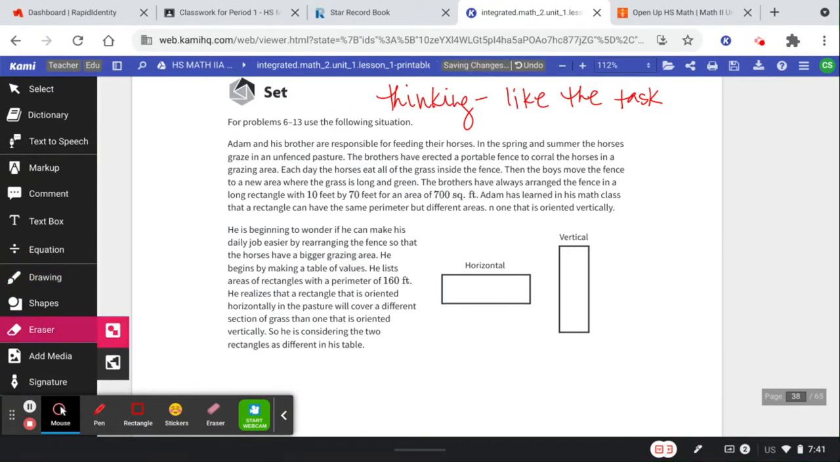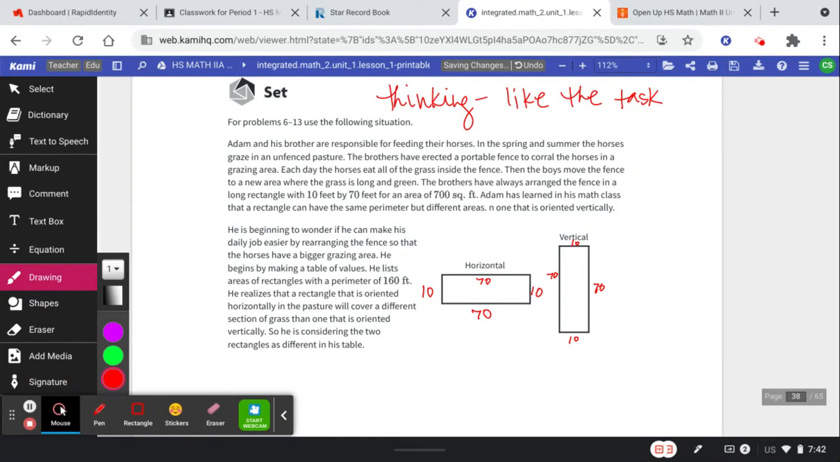So let's just look at what this is explaining. Currently, they have it as 10 by 70. And if I add that all up, 70 plus 70 is 140, 150, 160. You can see that the perimeter of the whole thing is 160. And same thing, I could make it the long way, where it's 70 by 10. And that also equals 160.